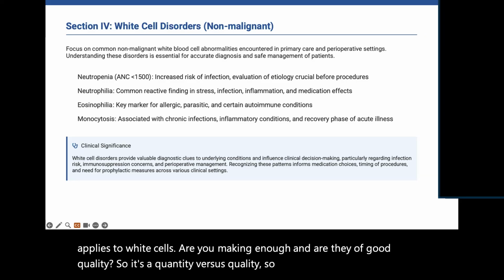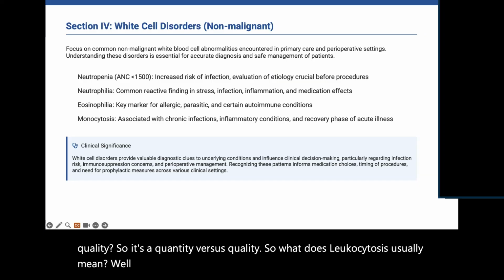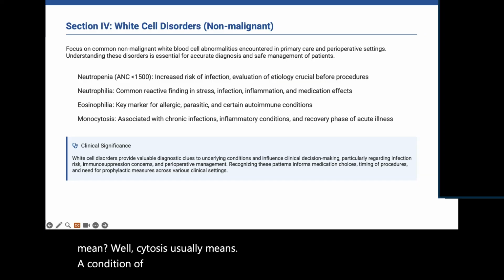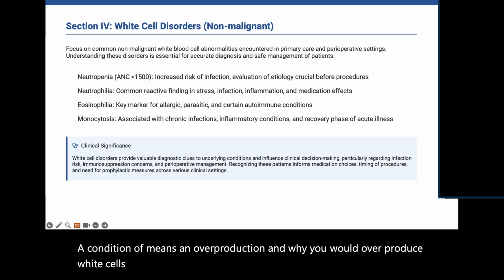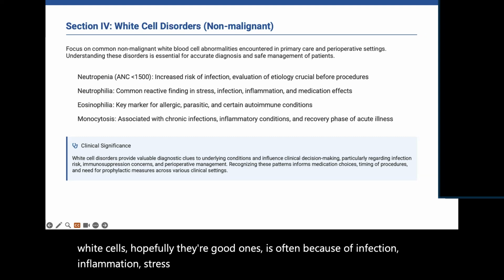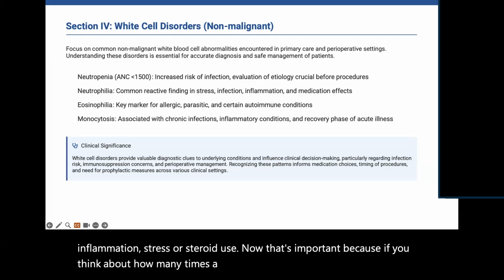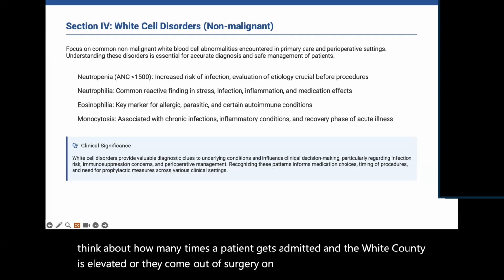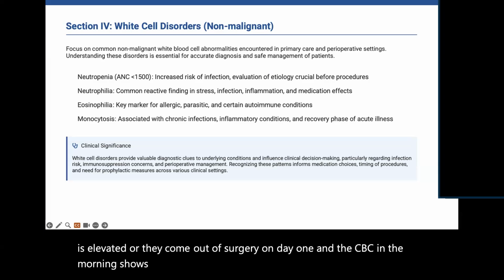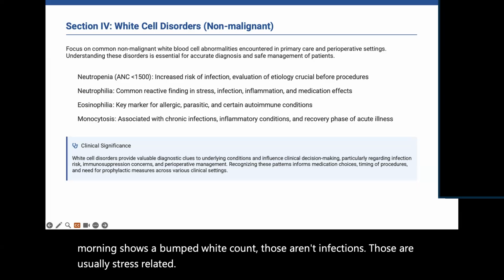So what does leukocytosis usually mean? Well, cytosis usually means an overproduction. And why you would overproduce white cells, hopefully good ones, is often because of infection, inflammation, stress, or steroid use. Now that's important, because think about how many times a patient gets admitted and the white count is elevated, or they come out of surgery on day 1 and the CBC in the morning shows a bumped white count. Those aren't infections. Those are usually stress-related or inflammatory-related responses.